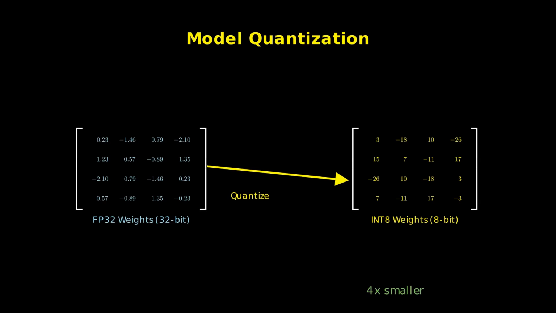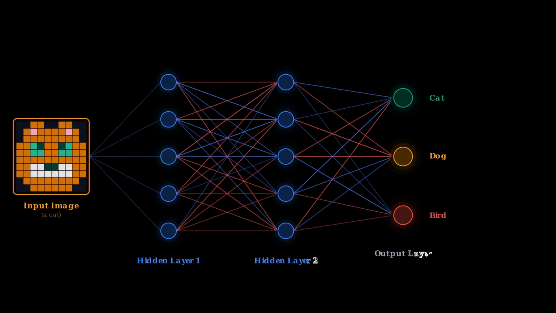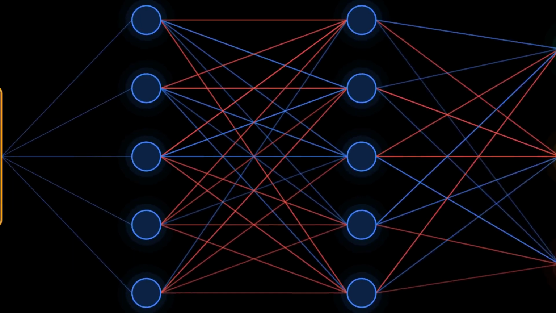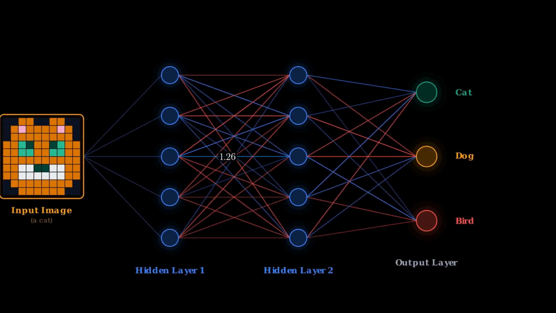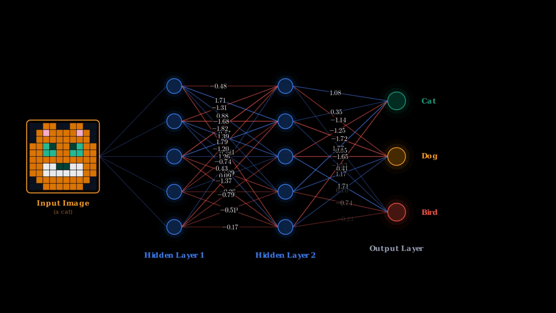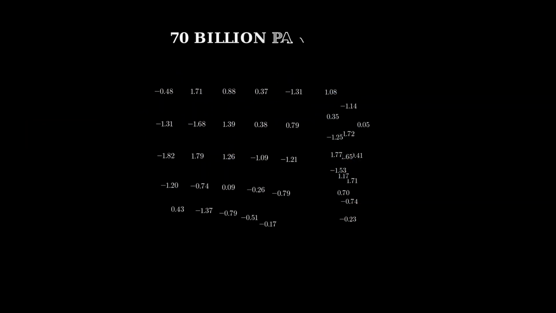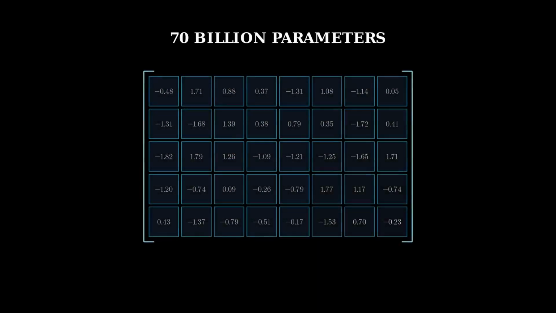To understand how we shrink these giant models, we first need to look at what a model actually is. It is not code, it is a massive web of connections, wherein every single connection stores a unique decimal number called a weight. These weights dictate how information flows through the network. When you download an AI model, you are downloading a giant grid of these numbers. For a 70 billion parameter model, that's 70 billion individual decimals.